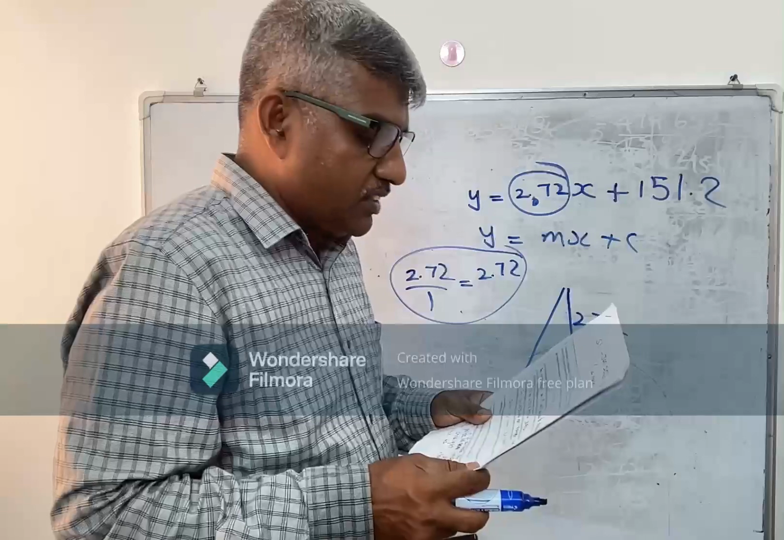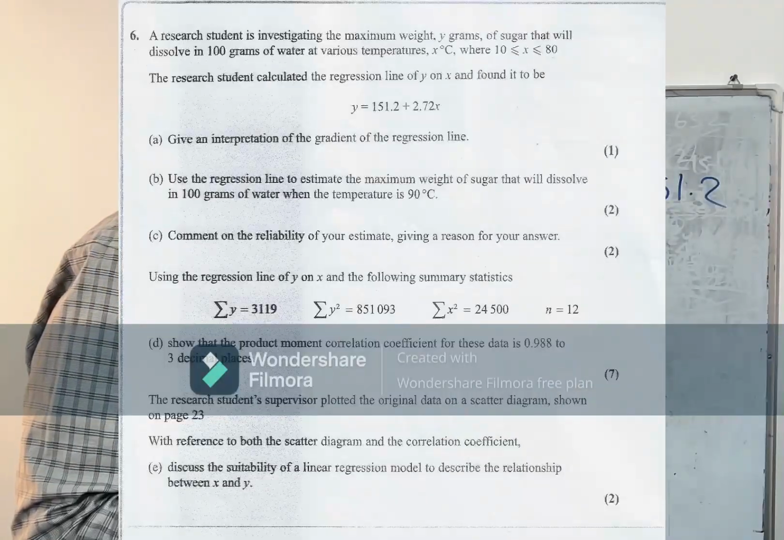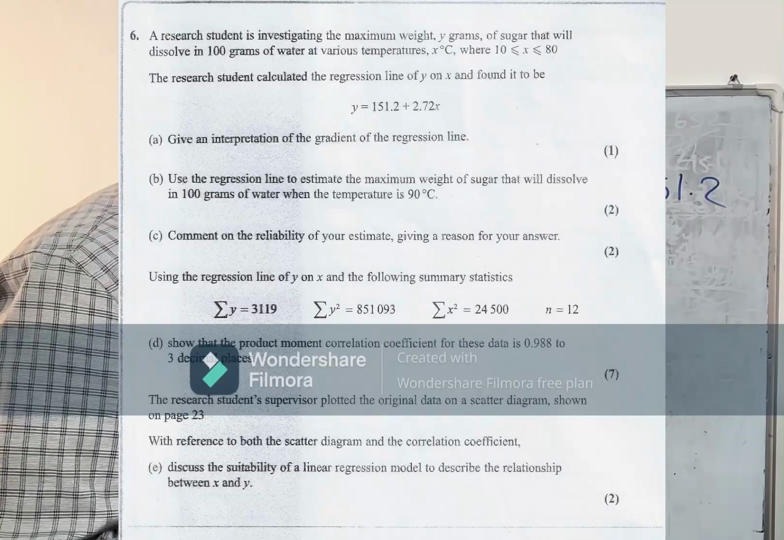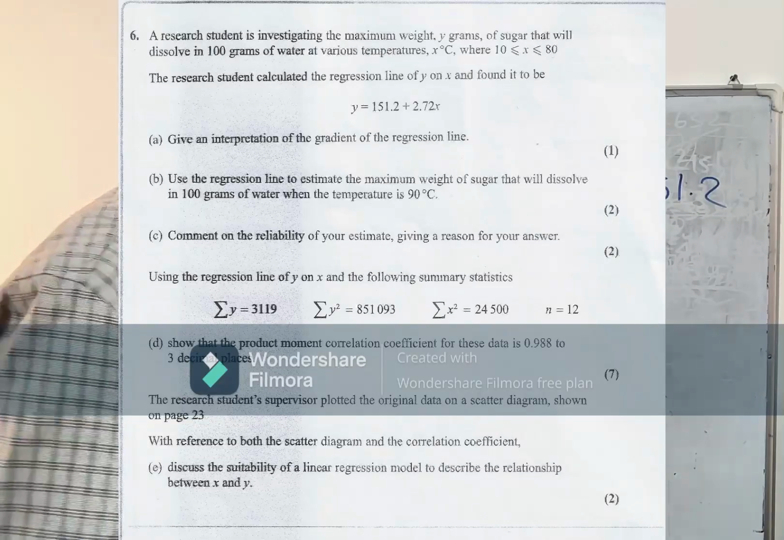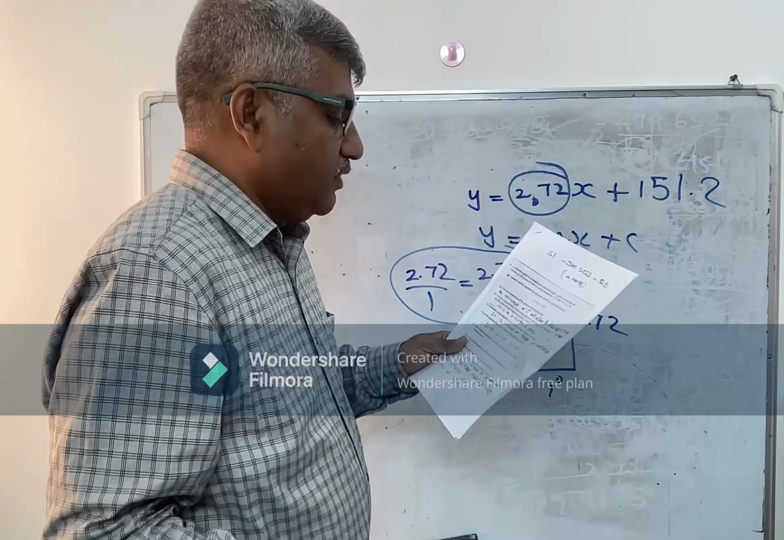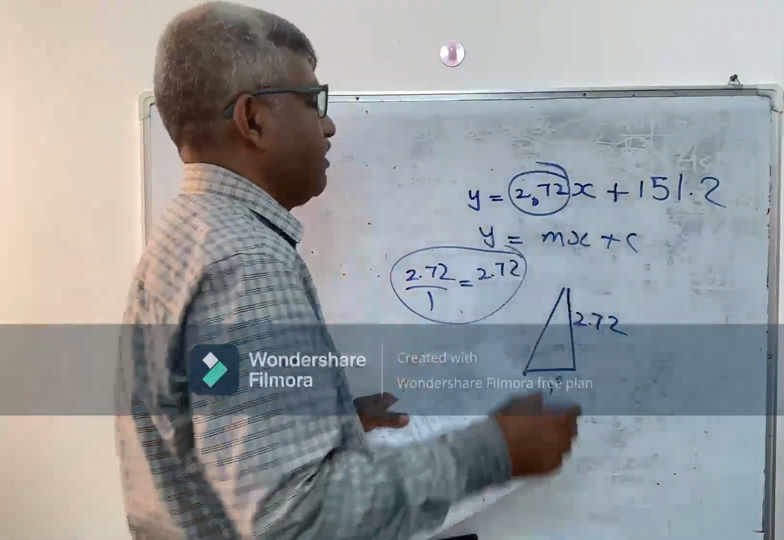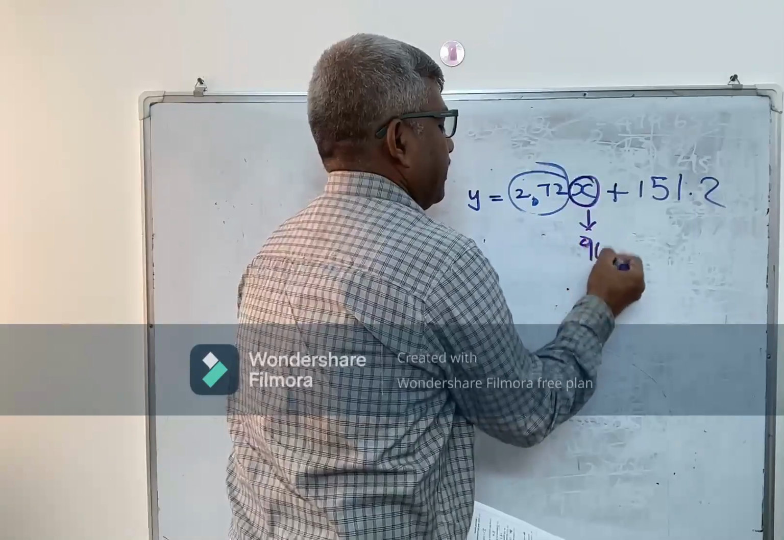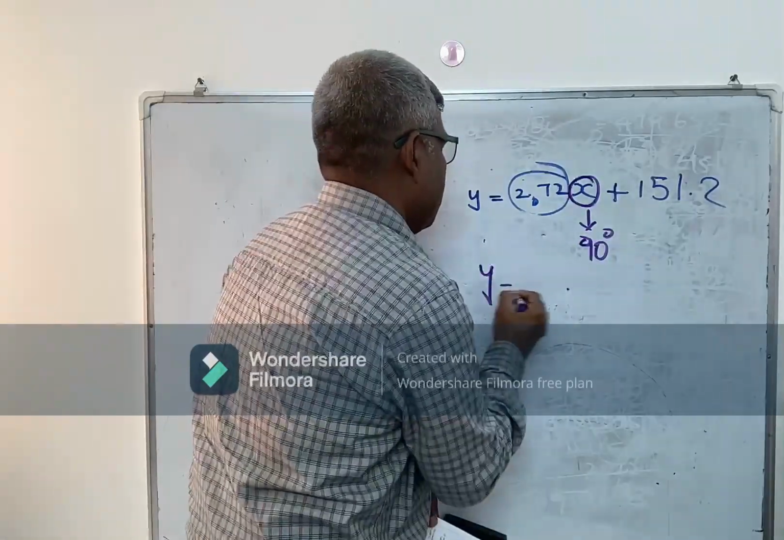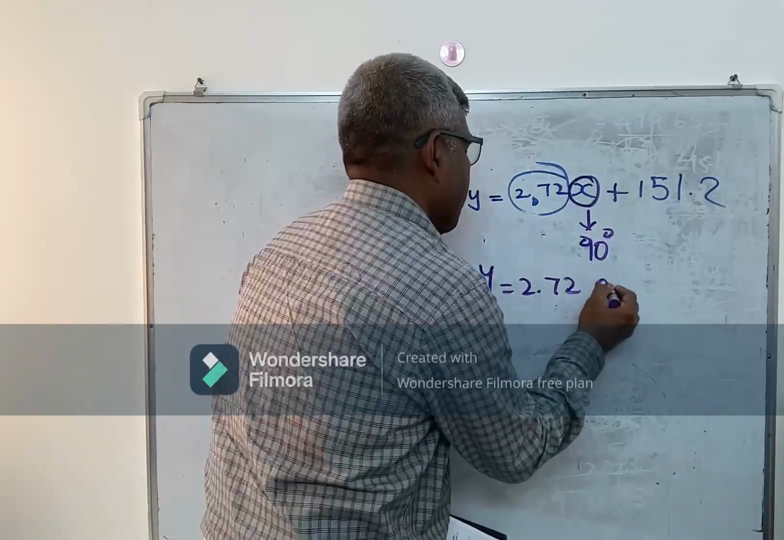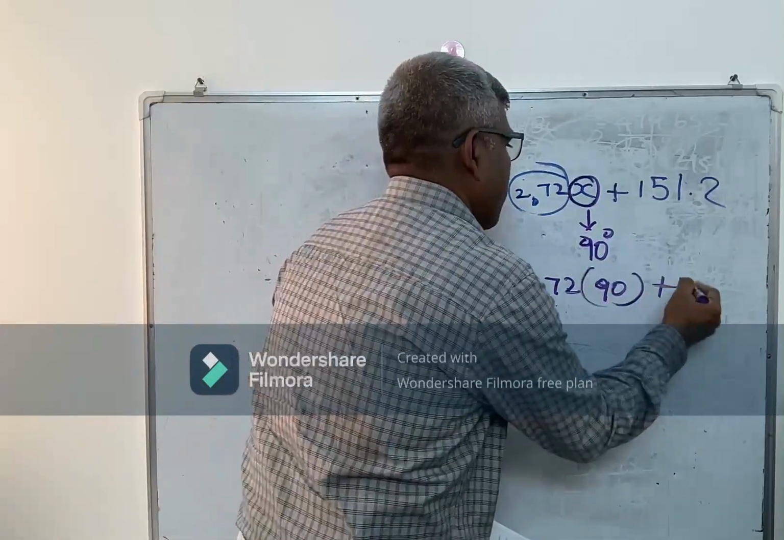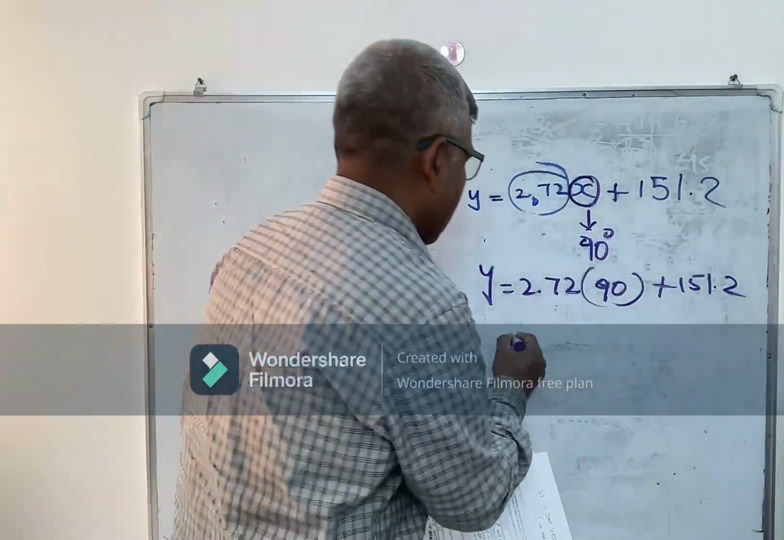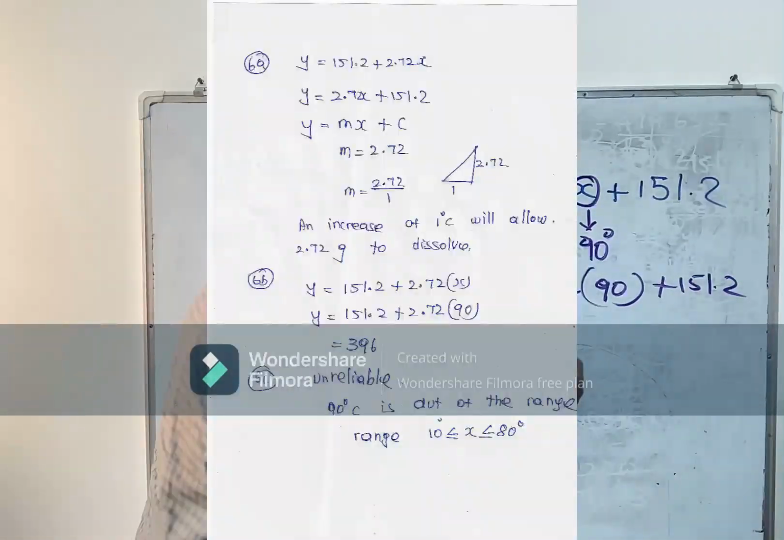Part B. Use the regression line to estimate the maximum weight of sugar that will dissolve in 100 grams of water when the temperature is 90 degrees. Just a simple substitution: 90 degrees in place of x. y equals 2.72 times 90 plus 151.2. If you calculate, you will get 396.